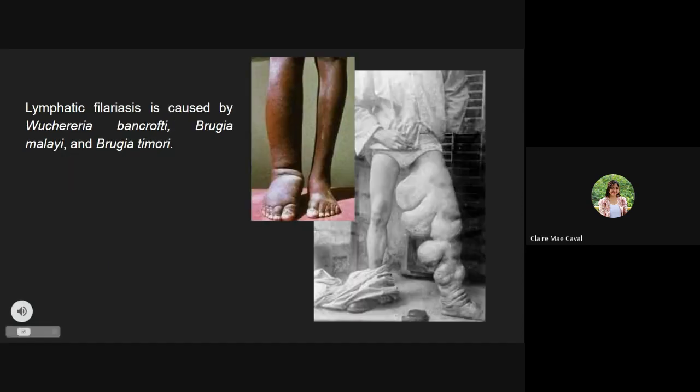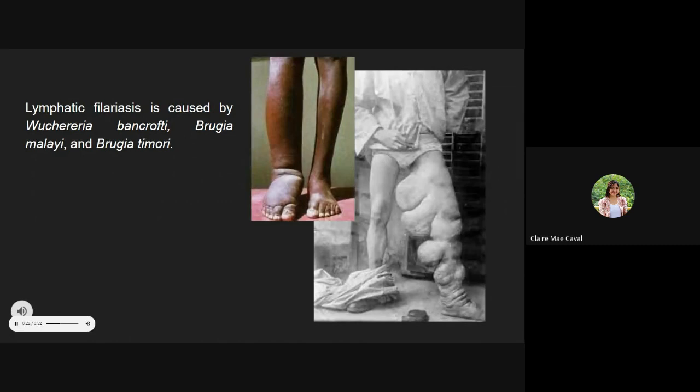So lymphatic system infectious diseases can be caused by bacteria and viruses. But what I'll show you in this slide is lymphatic filariasis, which is caused by a parasite. These are actually tissue nematodes: Wuchereria bancrofti, Brugia malayi, and Brugia timori.